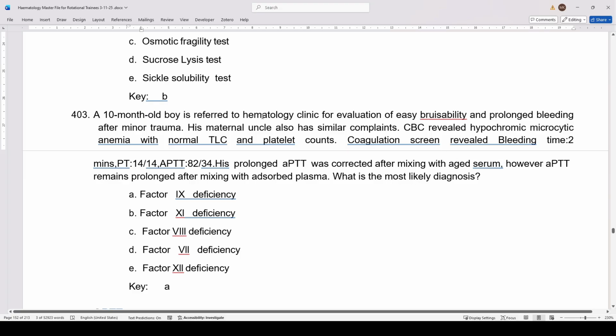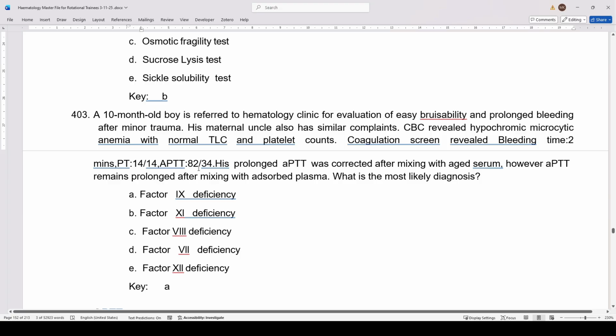But first of all, you can see it is a hemophilia case, because it is a boy, okay, and his maternal uncles also have these complaints. So we suspect an isolated APTT is prolonged. What do we have? Hemophilia A, hemophilia B, hemophilia C, factor 8, factor 9, factor 11, and factor 12. In factor 12, I said that those patients have prolonged APTT, and they don't bleed.